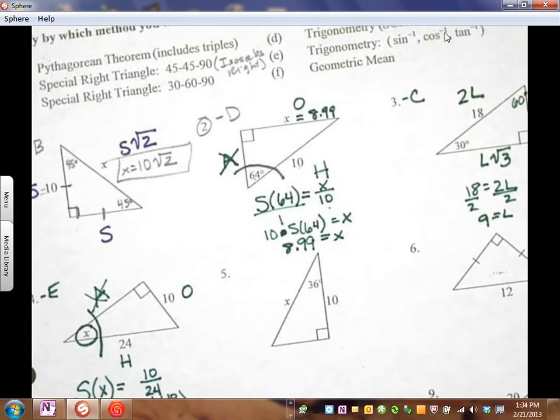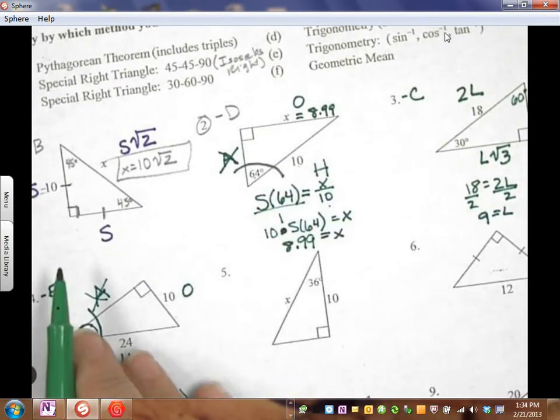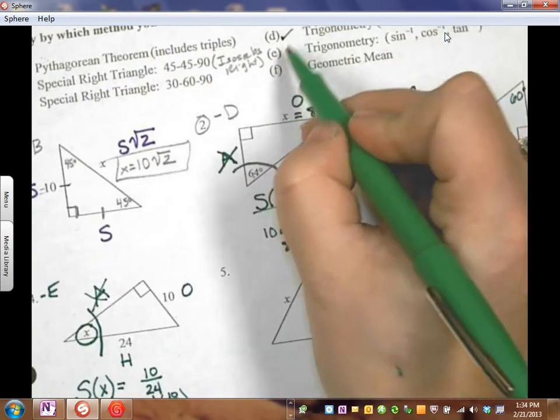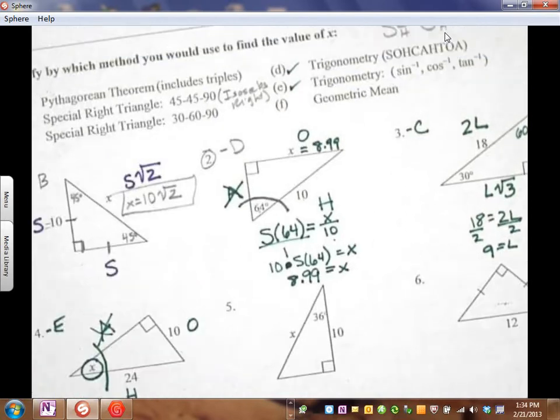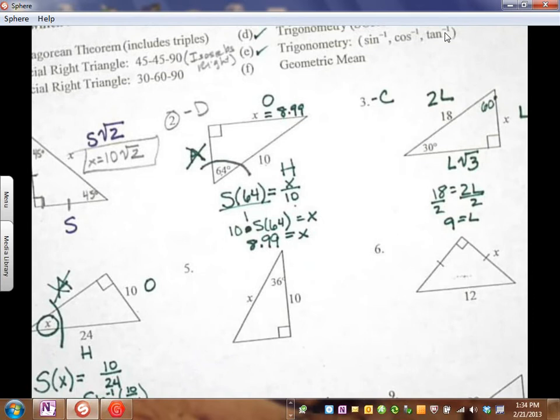Okay? So we have done a B, a D, a C, and an E. I'm going to put little check marks. A B, a C, a D, and an E. Pythagorean theorem. We want to see if we can find one of those. Let's go over here and let's just look.